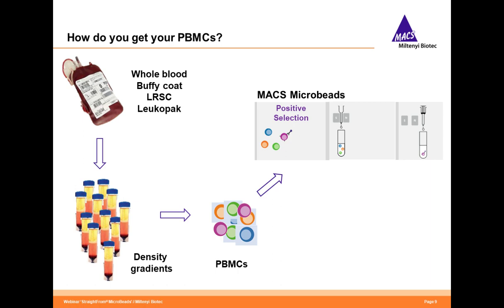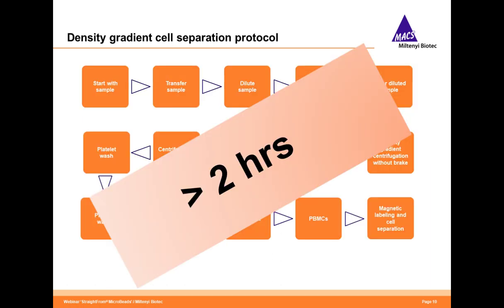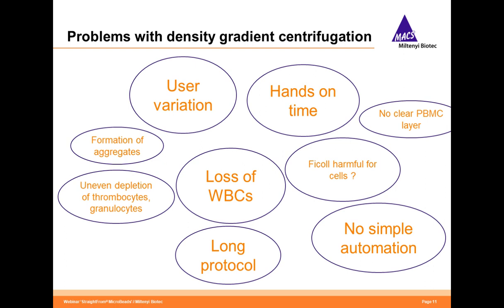Most of the time, I'm quite sure you use density gradients to get your PBMCs and to then enrich for your cells of interest. But as you all know, the density gradient cell separation protocol is an extremely time-consuming process. The transferred and diluted samples must be layered onto a gradient medium before the centrifugation, and then the monolayer is transferred into a new vial. A platelet wash must be performed, and then the cells can be counted before the received PBMCs can be used. And this whole process usually takes more than 2 hours before you have the cells of interest in hand.